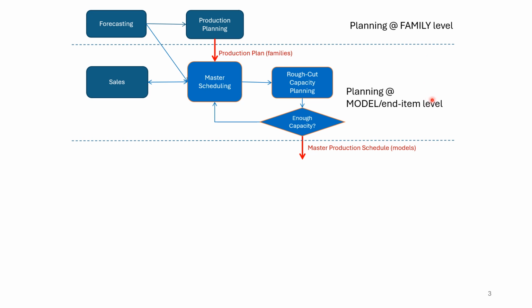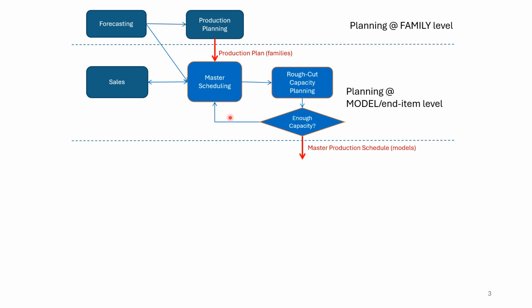Next, we move down this plan and we go to master scheduling, or the MPS. This is where we start to get more specific about what models we are building. For example, within our sedan family, we might plan to produce 60,000 units of Model A and 40,000 units of Model B. Before we finalize this as our master schedule, we need to consider two important factors.